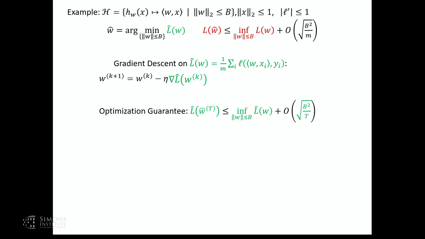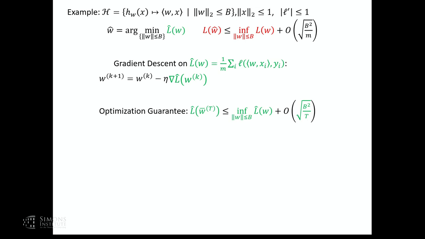Minimize the empirical objective by taking batch gradient descent, and now we can ask, how long is it going to take us to optimize? The standard gradient descent guarantee tells us that after t iterations, we're going to be within square root of b squared over t close to the minimum of this empirical objective. So we're already seeing that we have the same quantities here and here. That's kind of interesting. But they're bounding different things.